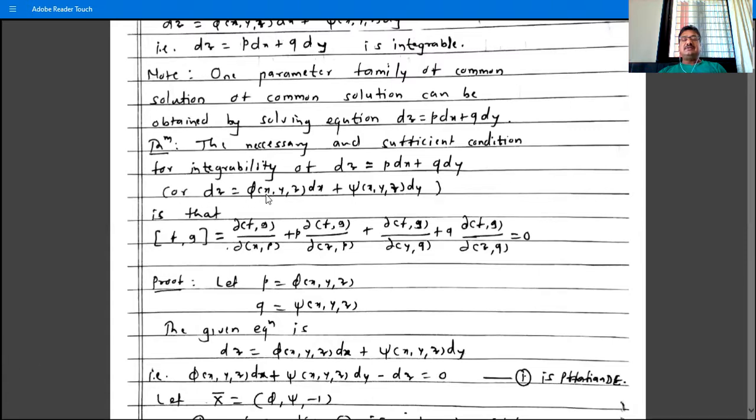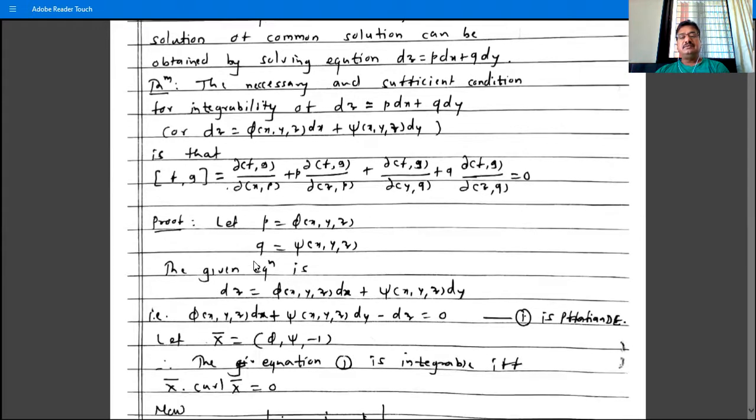This is the notation: ∂(f,g)/∂(x,p) + p ∂(f,g)/∂(z,p) + ∂(f,g)/∂(y,q) + q ∂(f,g)/∂(z,q), this is the Jacobian, is equal to 0. If the addition of these four quantities is equal to 0, then we say dz = p dx + q dy is integrable. This equation is integrable if and only if this condition is satisfied. This is denoted by the notation, writing in square bracket, [f, g].